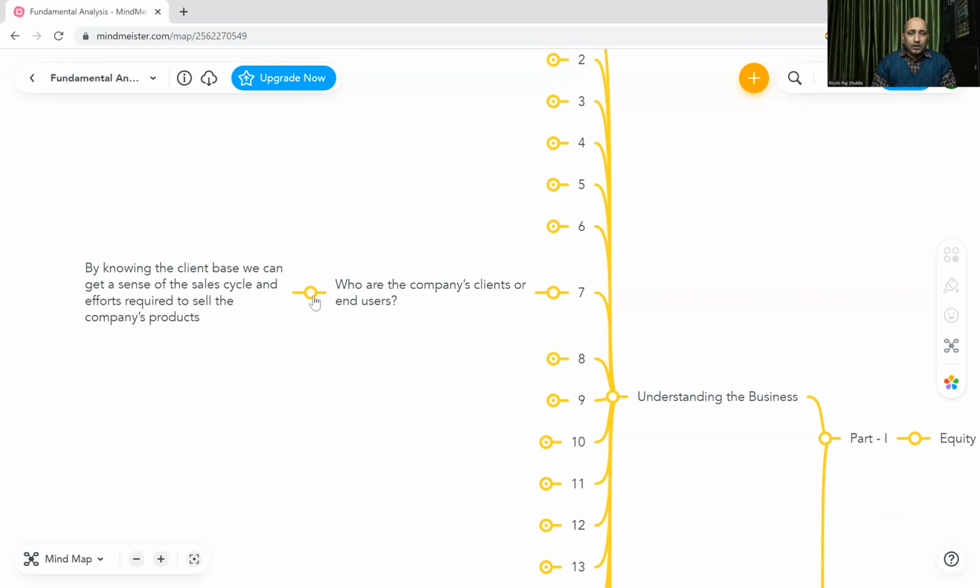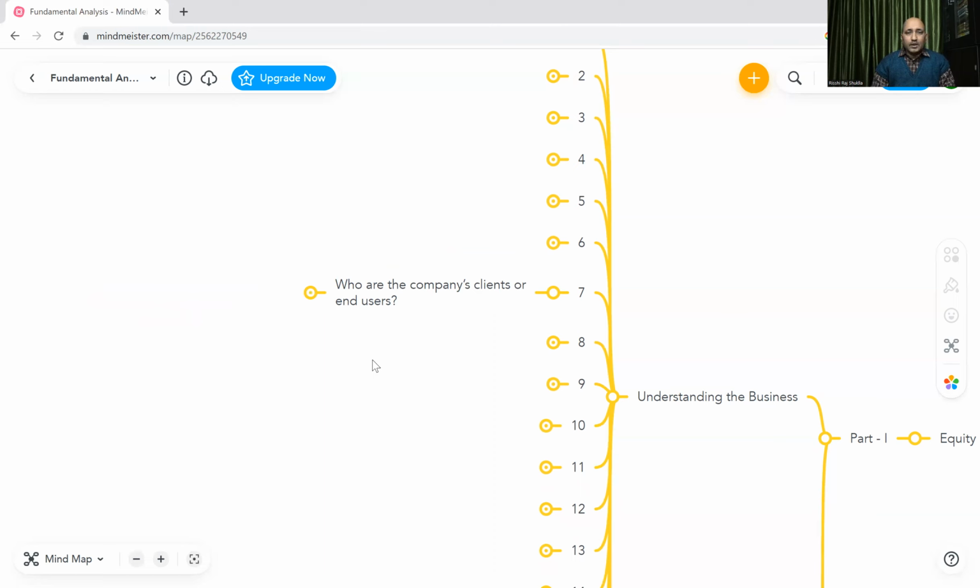Seventh point, who are the company's clients or end users? It is also very important. Some companies do their business to business only. Some sell to retailers and small end users. So we have to see what their products are, who their clients are, and ultimately who their end users are. This will also give some good insights about a company and how they are going to do in future.